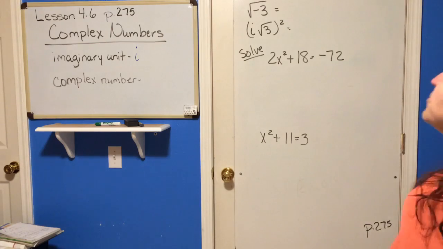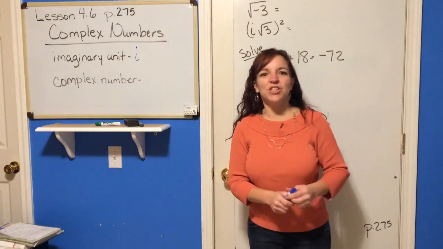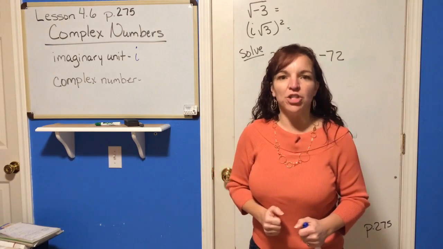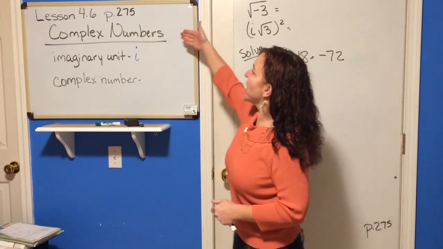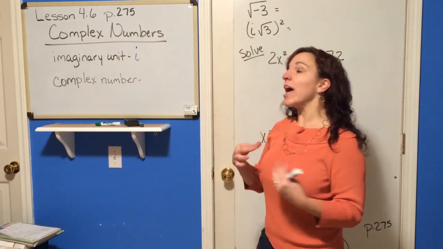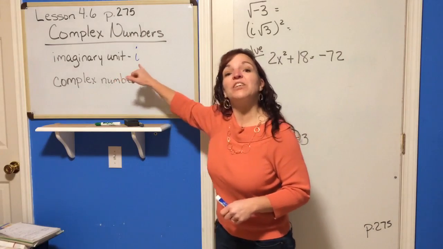Section 6 of Chapter 4 is the section that I've been telling you about that existed. There are imaginary numbers. I did not lie to you. This chapter is titled Complex Numbers. We're going to start out with the imaginary unit of i.